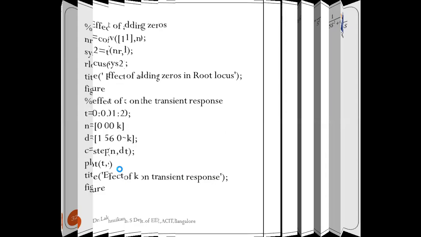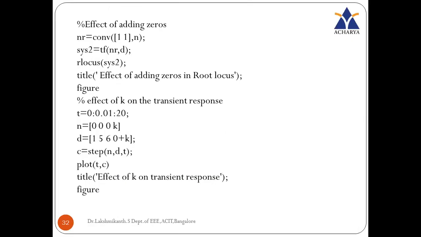Similarly, we can do it for the addition of zeros. By adding the zero, you can see here I have taken s plus 1. This is the zero I have added to the numerator. So you get a new transfer function, system 2, and you can get my new root locus sketch.